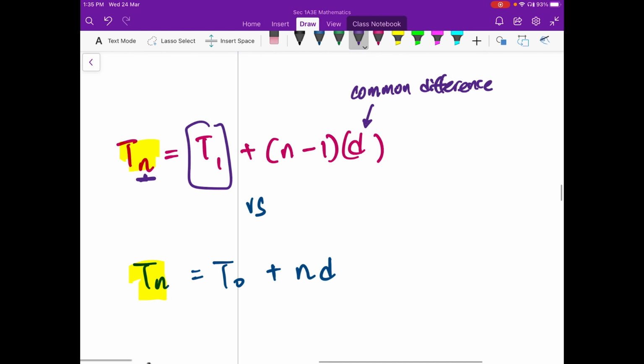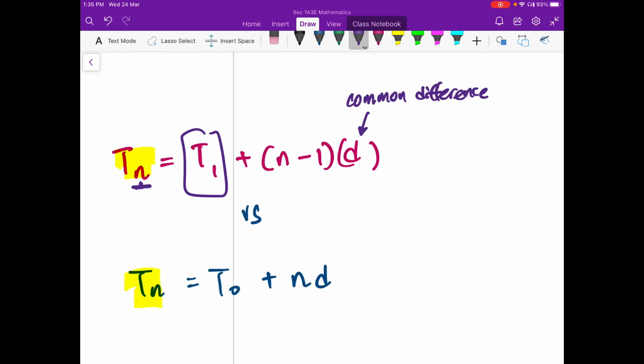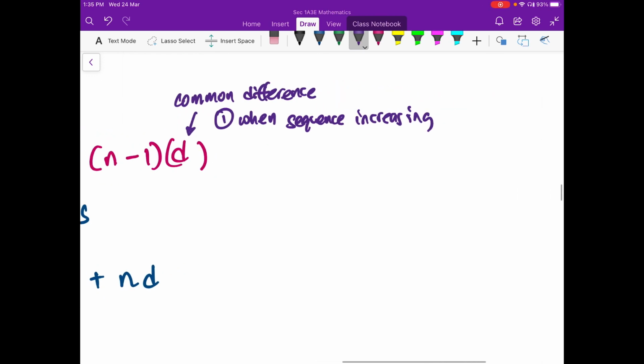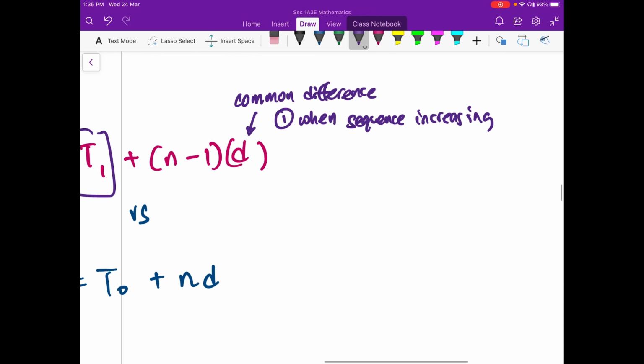Okay? You probably should write these things down. Now, common difference could be positive or it could be negative. Okay? So one, when the sequence is increasing, like what we have on the board, 3, 5, 7, 9, 11, it gets bigger and bigger, the common difference is positive. Okay? The difference is 2. Look, the difference is a positive 2. The value of d is positive.